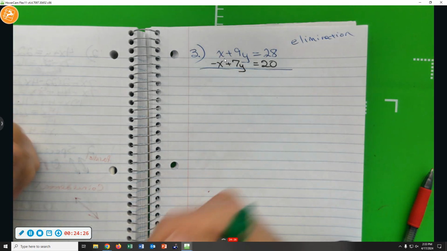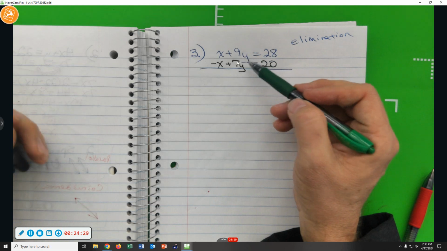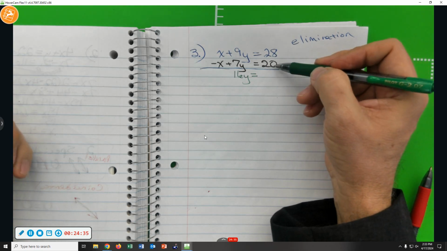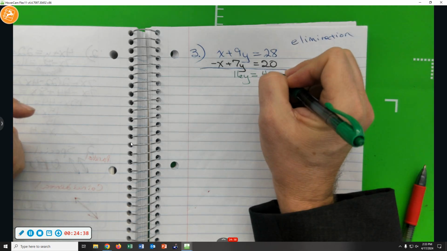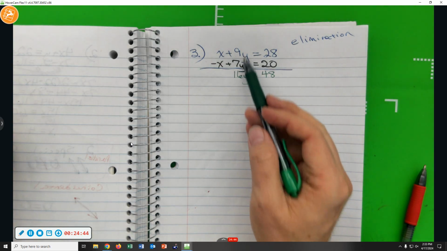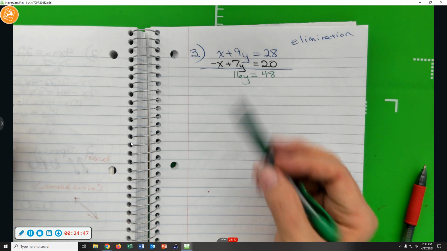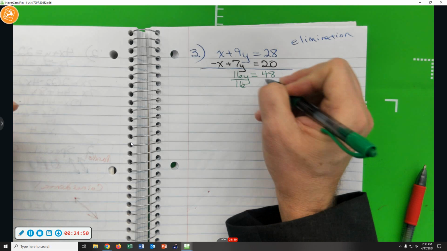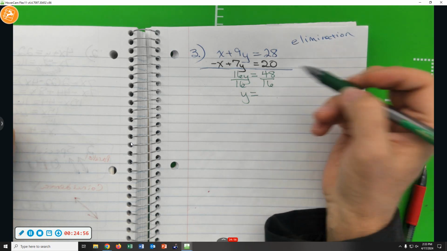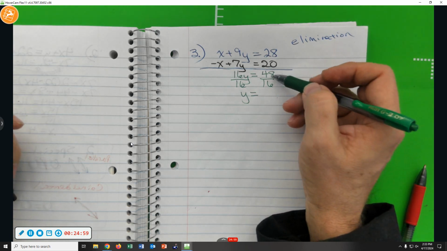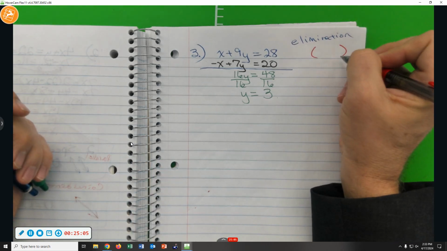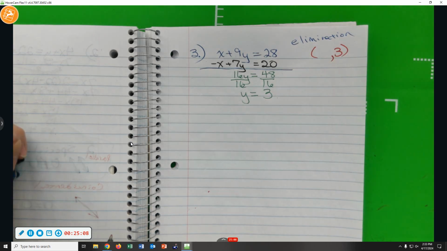X minus x, we have no x's remaining. Well, 9y plus 7y, that's 16y. 28 plus 20 gives me a 48. And look at that, we have a nice equation. We already have the y terms combined. All we have to do is divide by 16. And that says that these lines are going to intersect at an ordered pair where the y value is 3. 48 divided by 16 is 3. So you know at this point you're going to have a solution and the y value will be 3.